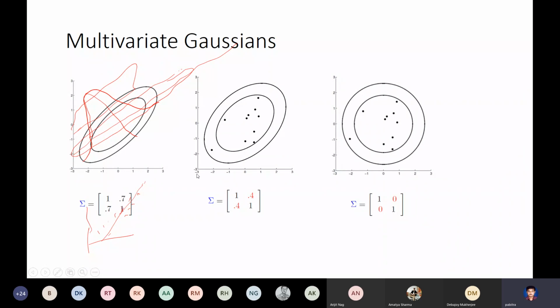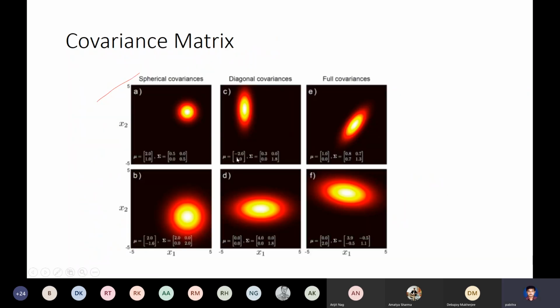So this is for 0.4, and in the extreme case, when they are 0, they are perfectly spherical. There is no correlation between x and y. Both of them are perfectly spherical, and this diameter is proportional to 1, and this diameter is also 1. They are equal. So this linear relationship is no longer there. Okay, so this is kind of a better picture.